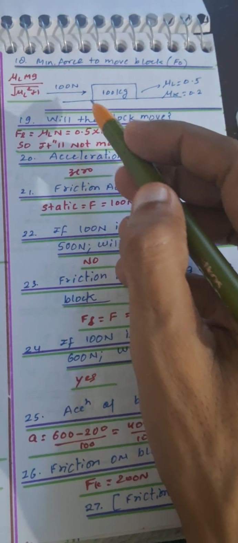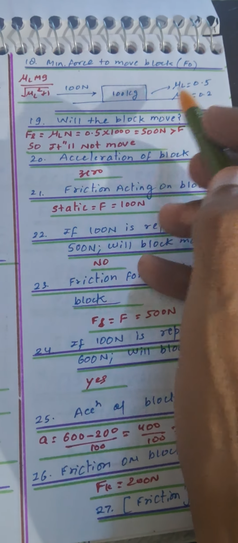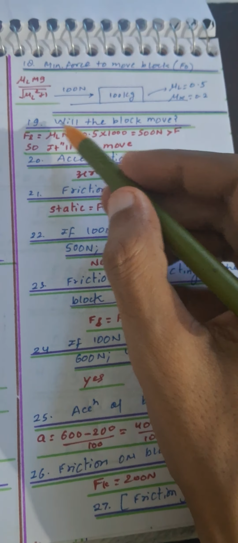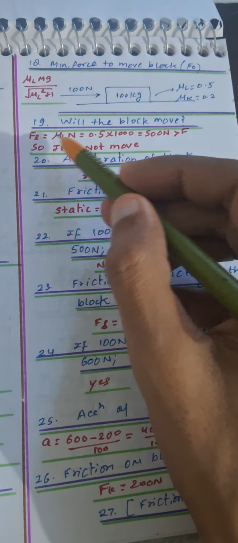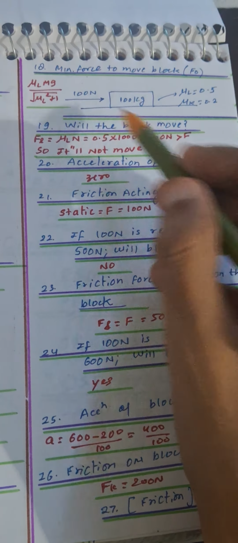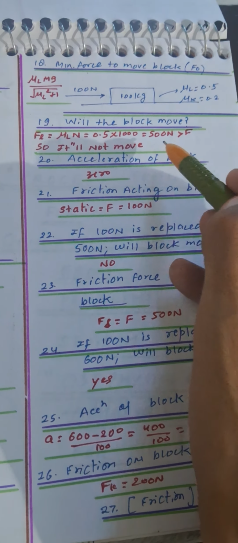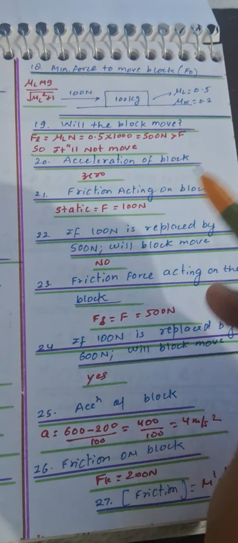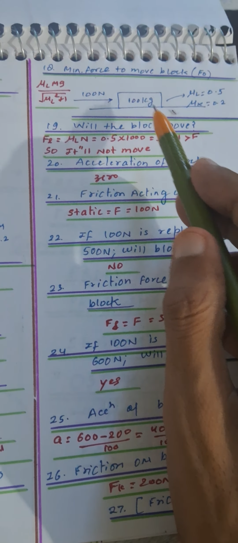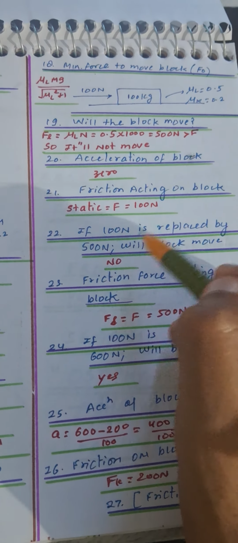Then another question. We have a block of mass 100 kg, and a 100 Newton force is applied. Mu limiting is 0.5, mu kinetic is 0.2. First, will the block move? Let's calculate limiting friction here. It is mu limiting into N. So this is 500 Newton, and it is greater than the applied force. So the block will not move, and acceleration will be 0. Friction acting will be minus 100 because net acceleration is 0, so net force has to be 0.